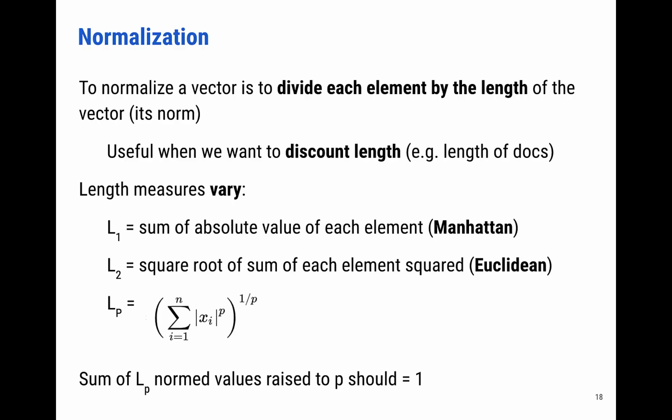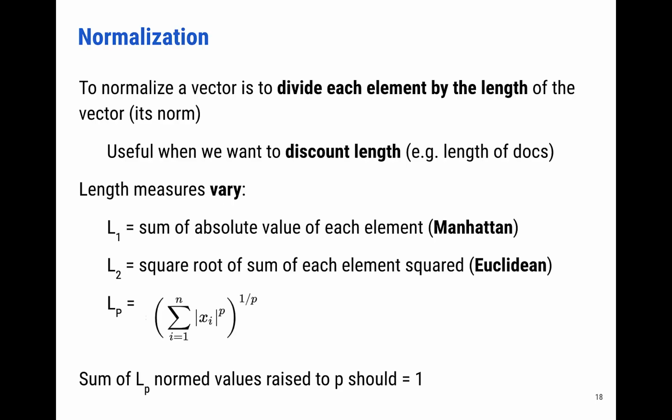The trick is that we can use different ways of normalizing because there are different ways of measuring the length of a vector. Just as we saw with the different kinds of distance measures, there are different kinds of length measures. L1 length is often called Manhattan length, just as we saw with Manhattan distance. And it's just the sum of the absolute value of each element. L2 is Euclidean, which is the square root of the sum of each element squared.